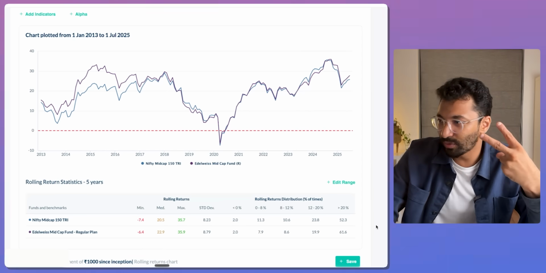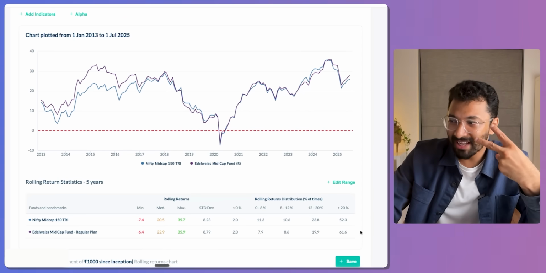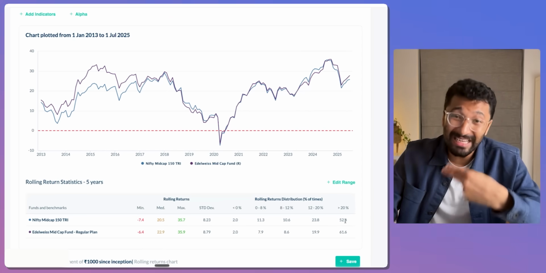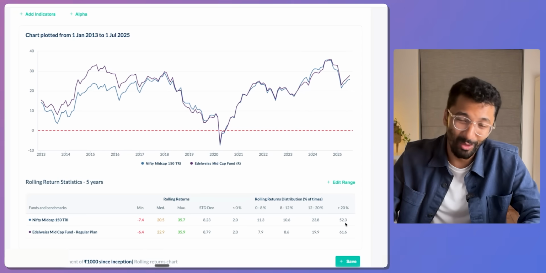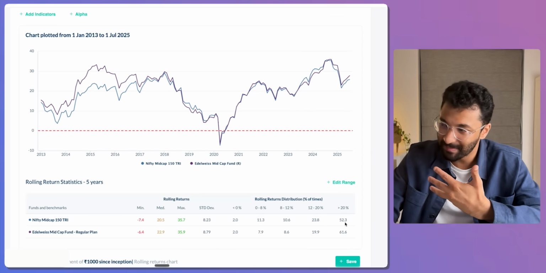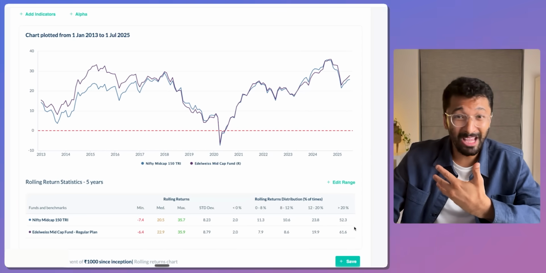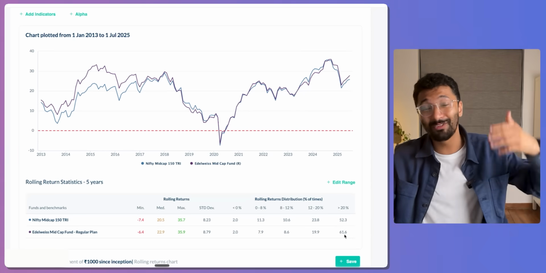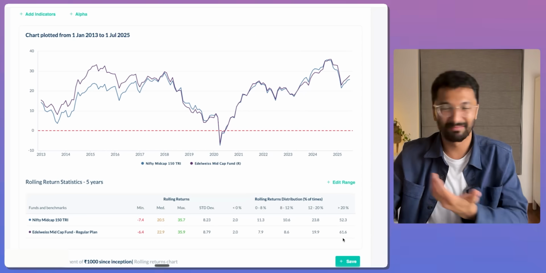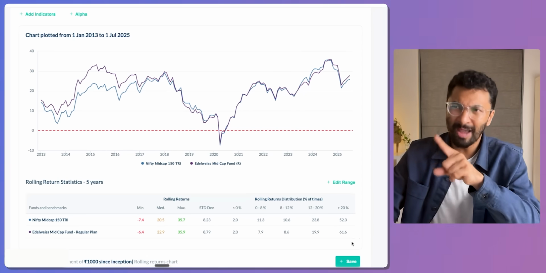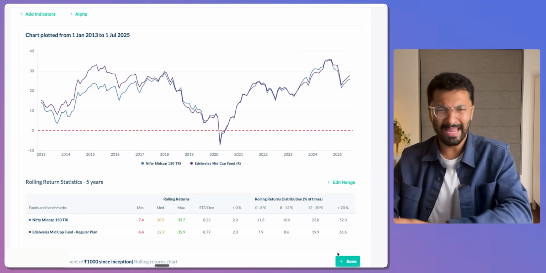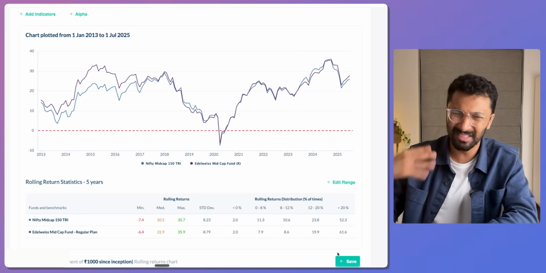Now, the second number to focus on is how many times this fund has returned over 20% annual returns over a 5-year period. And this is for an SIP. It's 52% for the Midcap index, which is again great, but it's even better for the Edelweiss fund. It's 61.6%. Now, I'm using DSP Portfolio Create as the platform here to see rolling returns.